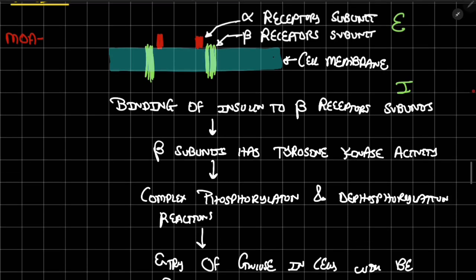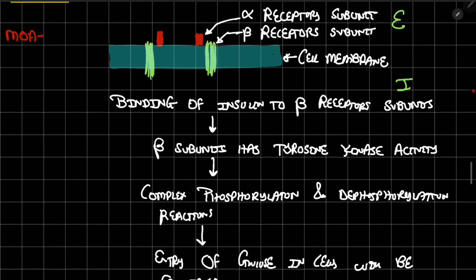So repeating the mechanism of action from the start, the cell membrane has two subunits of the same receptor, known as the alpha receptor subunit and the beta receptor subunit, where the alpha subunits are present extracellularly and the beta subunits are transmembrane. Insulin comes and binds to the beta receptor subunit, which has tyrosine kinase activity, so complex phosphorylation and dephosphorylation reactions occur, and this leads to entry of glucose into cells. So this is the mechanism of action.